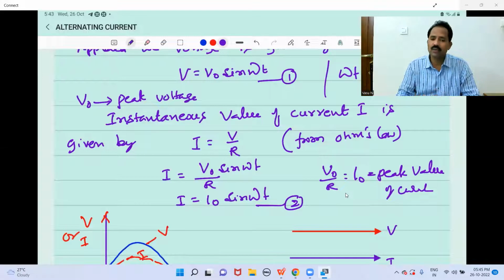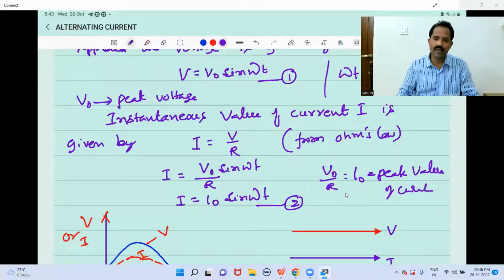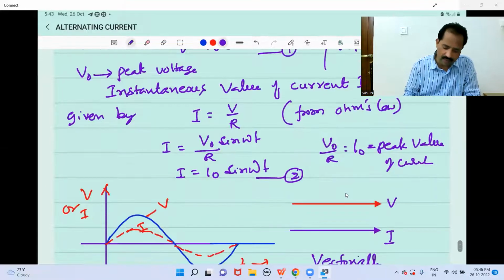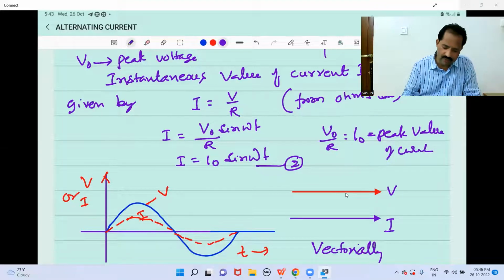So ಹಂಗಿದ್ರೆ ಅರ್ಥ ಏನು? ವೋಲ್ಟೇಜ್ ಯಾವ ಫೇಸ್ ಅಲ್ಲಿ ಇರುತ್ತೋ ಕರೆಂಟ್ ಕೂಡ ಅದೇ ಫೇಸ್ ಅಲ್ಲಿ ಇರುತ್ತೆ. ಅರ್ಥವಾಯ್ತಲ್ಲ? So voltage is exactly in the same position as current. That means what? Voltage and current are in the same phase. Their phase difference is 0. ಆಯ್ತಾ? That means ಅಲ್ಲಿ ಬರಿಬೇಕಾಗುತ್ತೆ voltage and current are in the same phase. From equations 1 and 2.